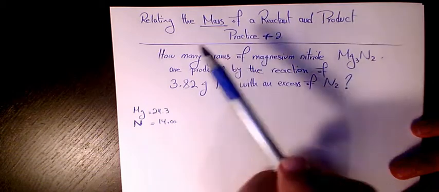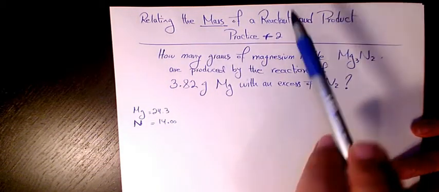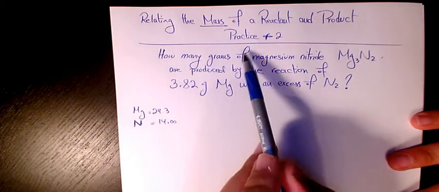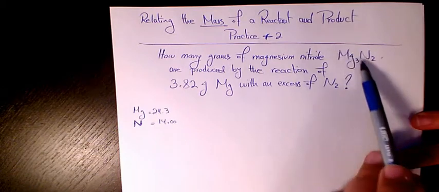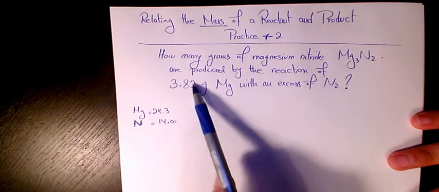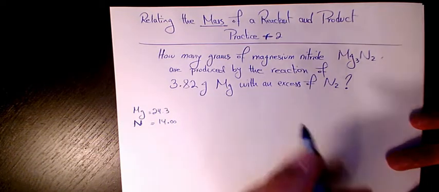This video I want to again show you the relationship between the mass of the reactant and product. This is practice number 2, and the question is how many grams of magnesium nitride, Mg3N2, are produced by the reaction of 3.82 grams of Mg with an excess of N2.